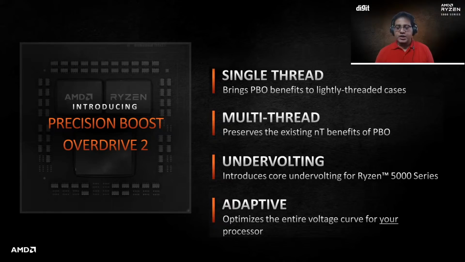Moving on, we now come to Precision Boost Overdrive 2, which is a new boost technology algorithm that builds upon the benefits of the first iteration of this technology, which was called Precision Boost Overdrive, or PBO. That's what we're going to refer to from the next slide onwards. And it retains the existing benefits and gives you more performance by introducing something called undervolting in a much simpler manner. So not only enthusiast overclockers, but even the average Joe can experiment with undervolting now.